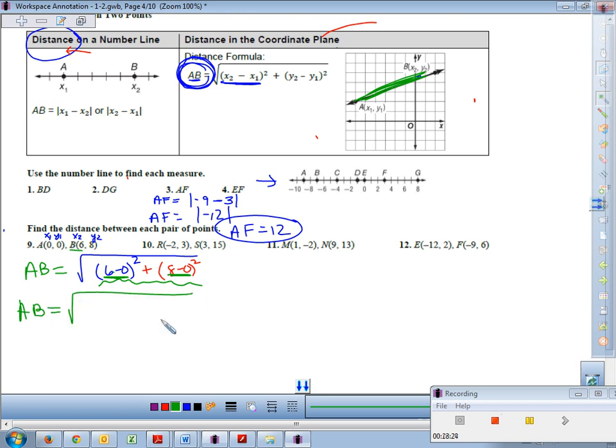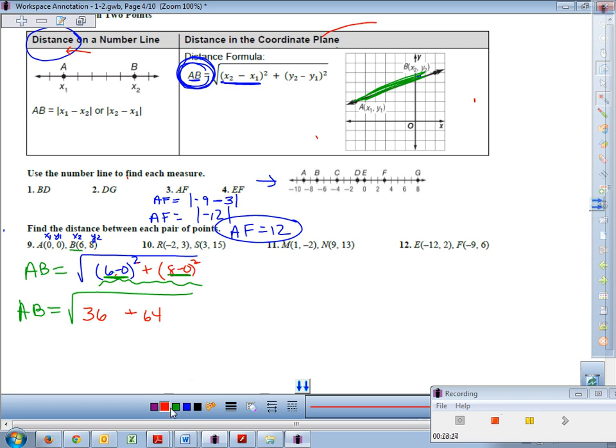Okay? So bring this down a line. Distance from A to B equals. Let's kill 2 birds with 1 stone. Do you know what 6 minus 0 is? It's 6. Then square it. What do you get? 36. Plus 8 minus 0. 8. Then square it. 64. Sound cool?